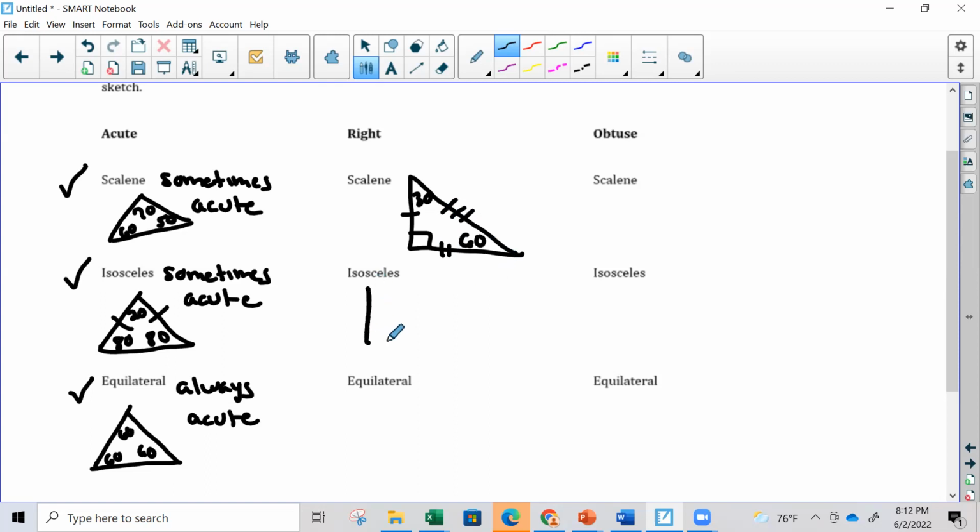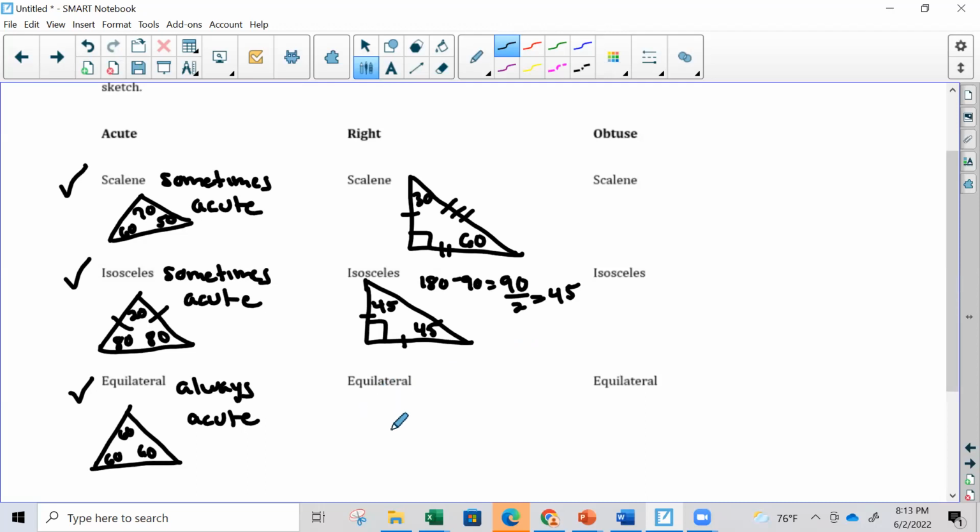An isosceles right triangle, is that possible? So can I have an isosceles triangle that is a 90-degree or a right triangle? And the answer is yes. If this is 90 and then isosceles, these 2 angles have to be equal. If you do 180 and subtract 90, you get 90. And then if you want the other 2 angles to be equal, divide by 2, you get 45. And so these 2 angles would be 45, which means that these 2 sides are also equal. So you can have an isosceles triangle that is right.